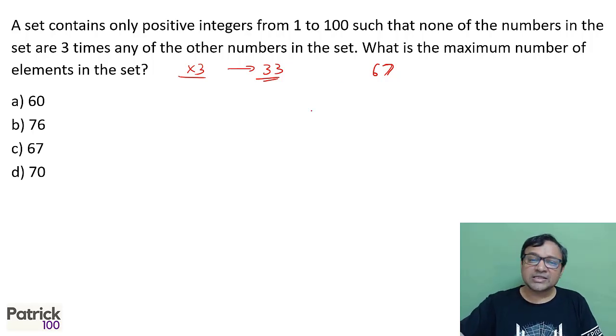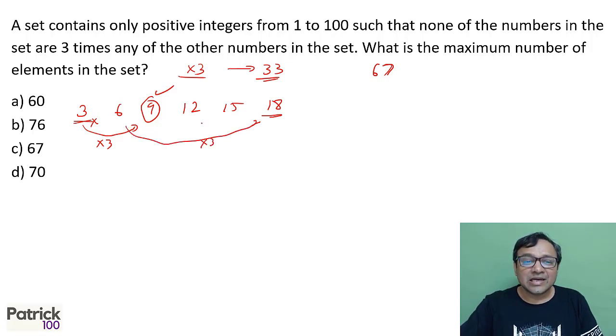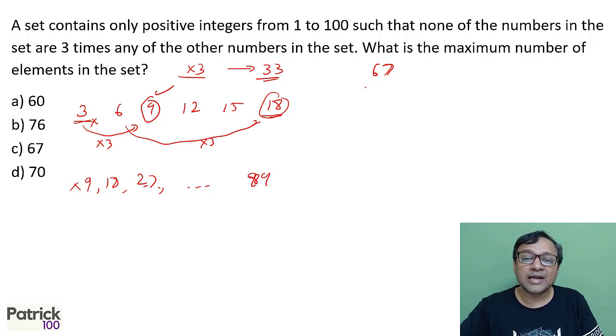But we'll be tempted to mark 67, but 67 is not the answer. In these multiples of 3, which is 3, 6, 9, which I have removed, 12, 15, 18, if you look at it, 9 is 3 times 3. And since 3 is not there, we can include 9. Same way 18 is 3 times 6. Since 6 is not there, we can include 18. That means we can include multiples of 9. How many multiples of 9 are there? 9, 18, 27, up to 99, which are 11 terms. So I add 11, which are multiples of 9.